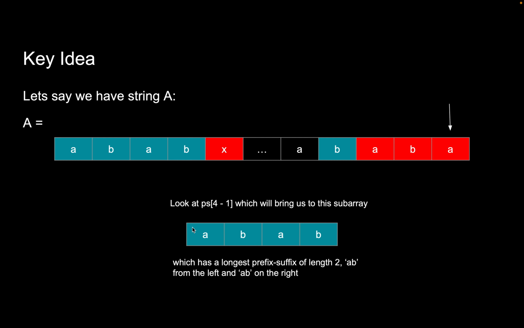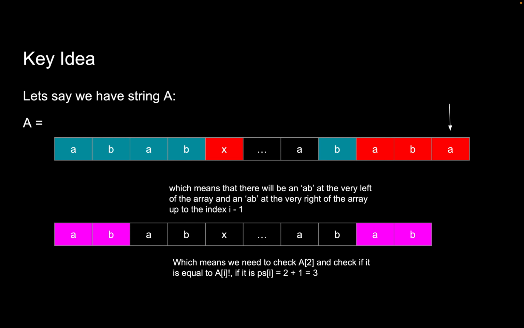Let's look at PS of 4 minus 1, which is from the beginning up to this point. It will bring us to this subarray. This is the longest prefix suffix of length 2. Note that we already know this because we have already calculated the prefix suffix from this point as we reach towards the end. So we know that this is the longest prefix suffix of length 2, as AB on the left matches AB on the right. Which means that there will be an AB at the very left of the array and an AB at the very right of the array up to index I minus 1.